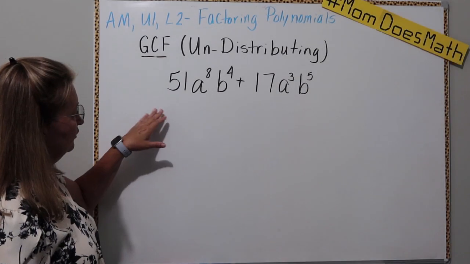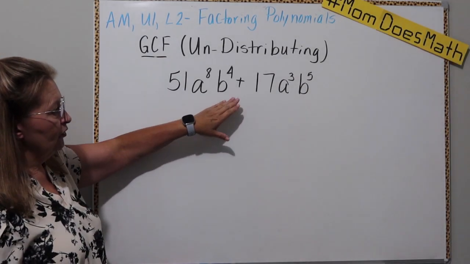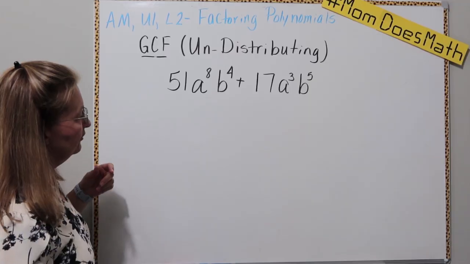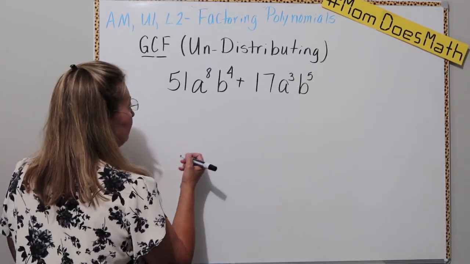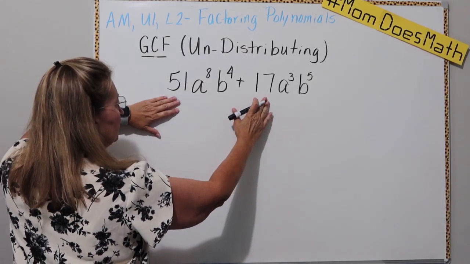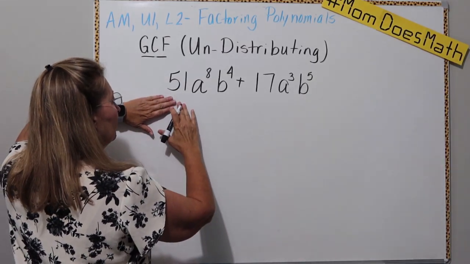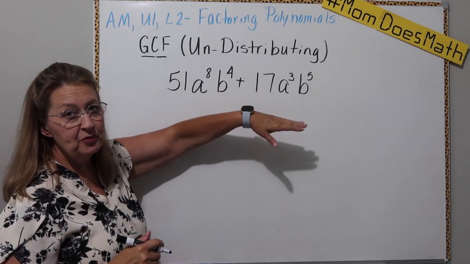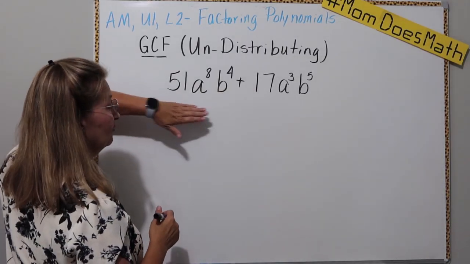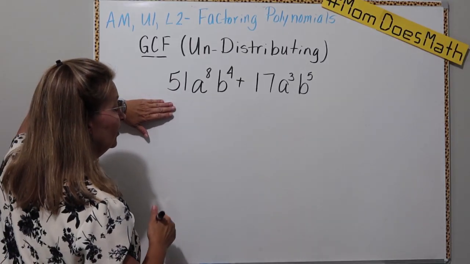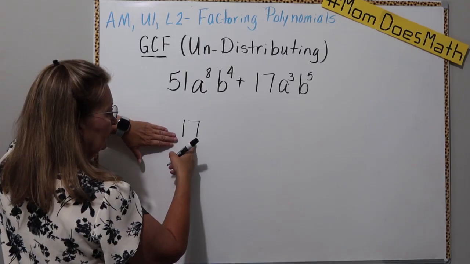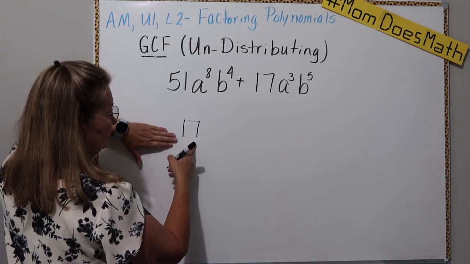Okay, example 2, 51a to the 8th b to the 4th plus 17a to the 3rd b to the 5th. And we want to factor out the greatest common factor. So, first of all, look at your coefficient. What's a number that will go into 51 and 17? Well, 17 is prime, so it's pretty easy. You know, you just have to ask yourself, will 17 go into 51? And yes, it will. So, 17 becomes the coefficient of our greatest common factor.